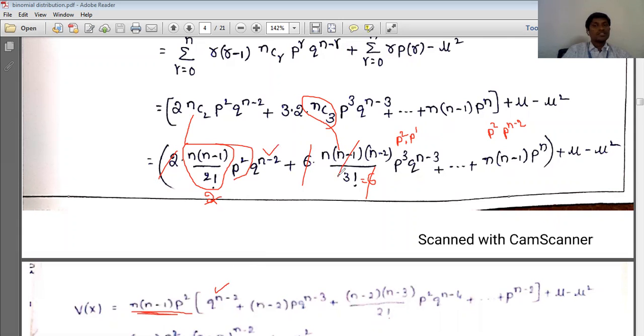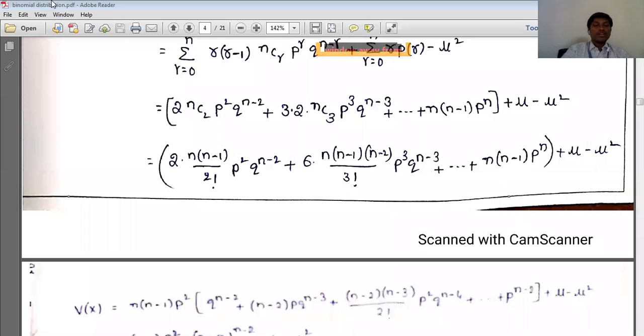And here, this is common, and this is also common. What about the remaining? N minus 2 here, and P here, Q power N minus 3. So N minus 2 P Q power N minus 3. In the same way, if you write the next term, we get like this. Here also we took this one common. What about the remaining? Only P power N minus 2. That's why here we wrote like this. Plus mu minus mu square.